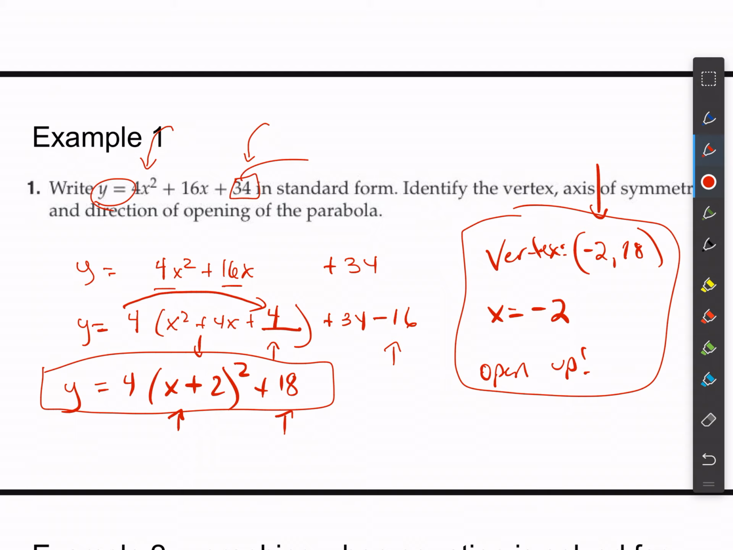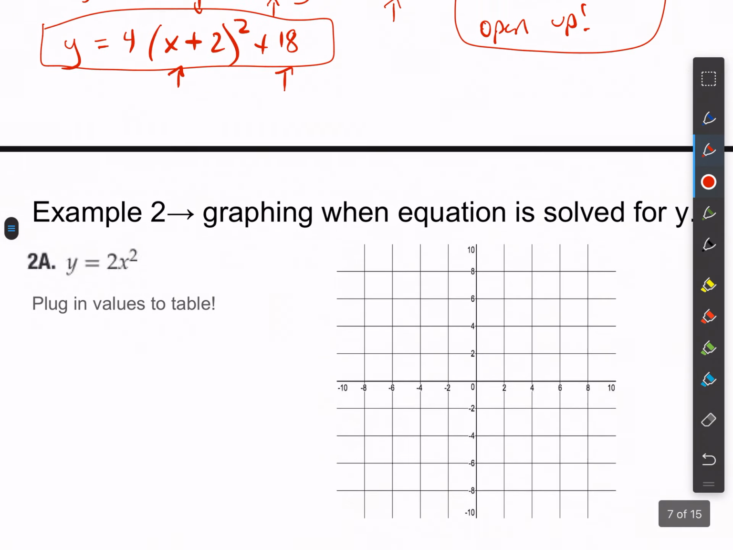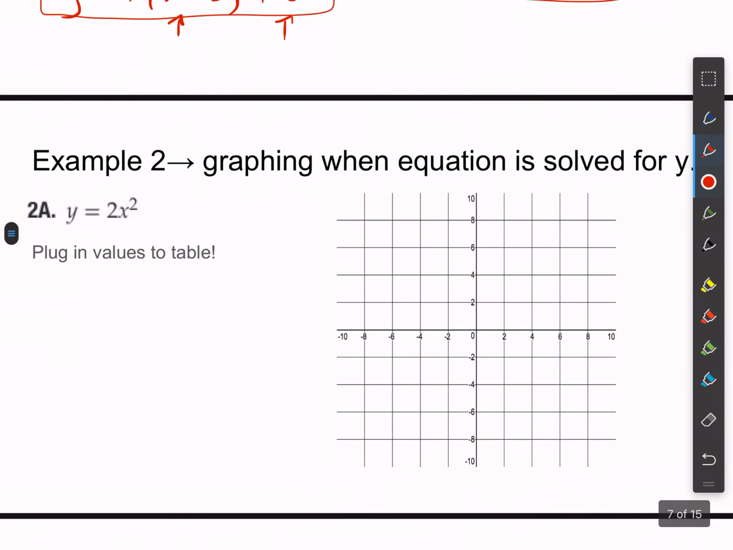Okay, I know it's a lot of review and a couple of new things there. Notice that they're not asking us for the focus or the directrix or anything like that here yet. So that'll come a little later. Example 2, they want us to then graph one of these.